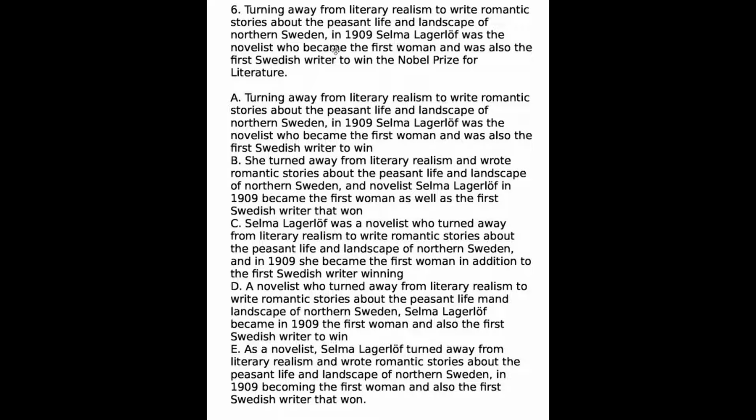Okay, let's now look at number 6 in the book, which is a good example of a dangling modifier. I think you'll see these ones very quickly, but I just want to quickly remind you because they're very common. So we've got the comma here from the first clause, turning away from literary realism to write romantic stories about the peasant life and landscape of northern Sweden.